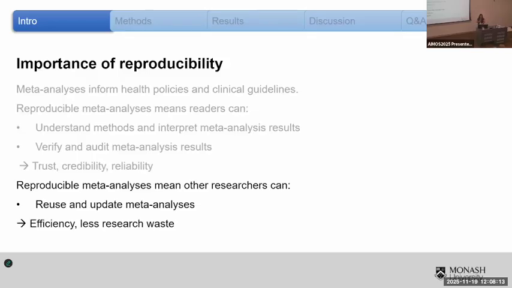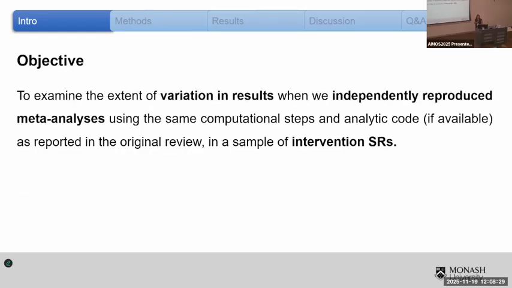More importantly, and I'll revisit this point later, if the methods and the data are available to reproduce it, it really helps other researchers update the meta-analysis when the evidence base has changed or new evidence emerges. So in this study, we are looking to see how reproducible these meta-analyses are when we try to do it for a sample of intervention systematic reviews.